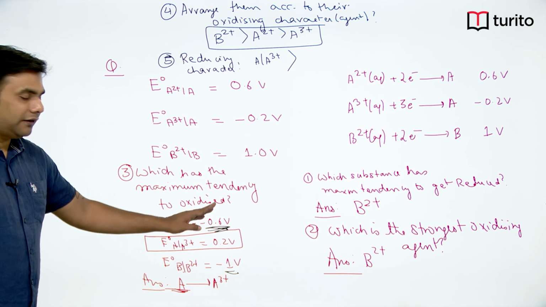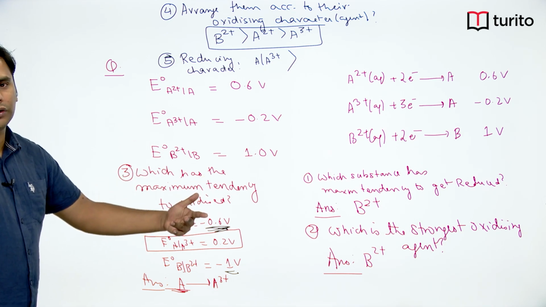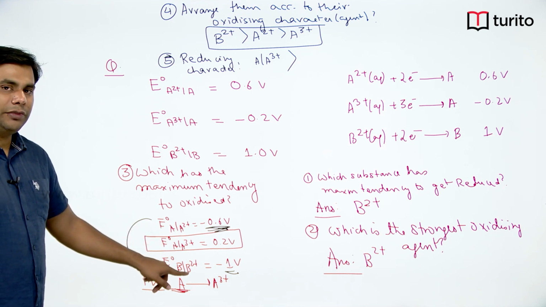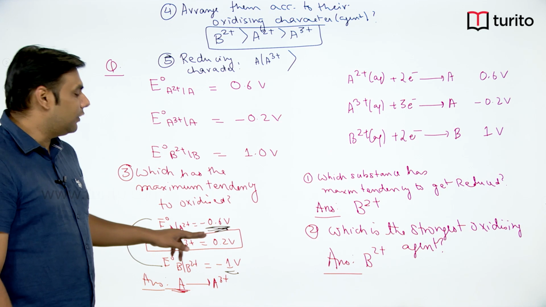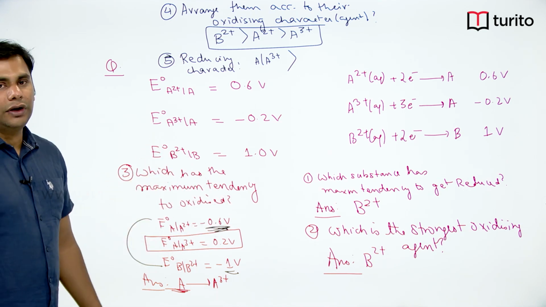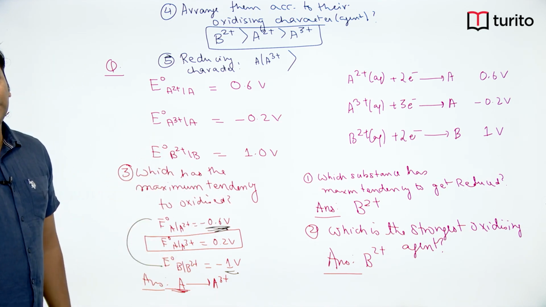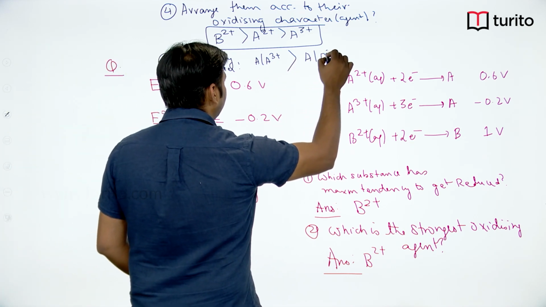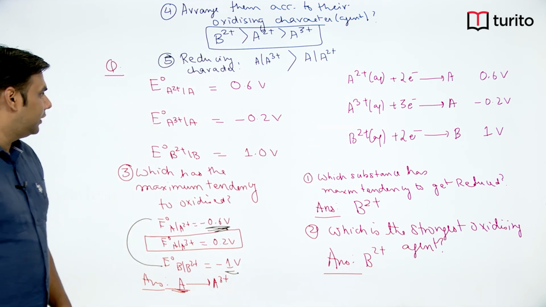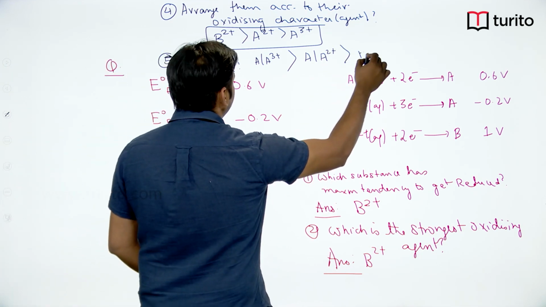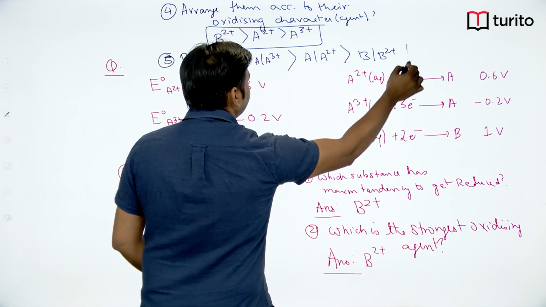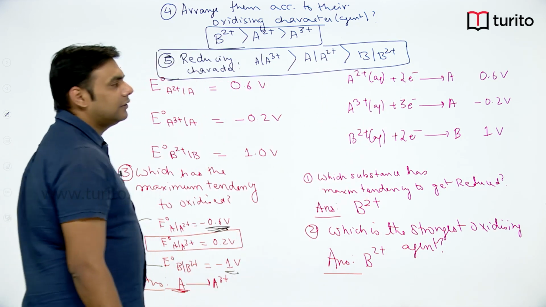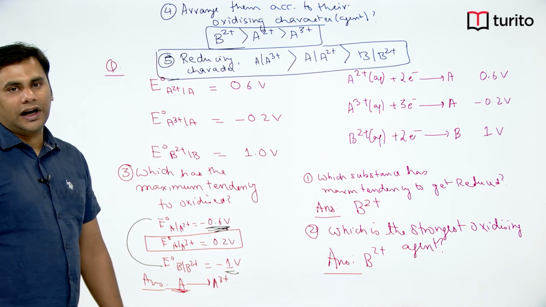However, both are having negative value, so their overall tendency to get oxidized is less. But if you compare between these two, A changing into A2 plus and B changing into B2 plus, the tendency of A getting oxidized into A2 plus is more than that of B changing into B2 plus. So we will say that A changing into A2 plus would be a stronger reducing agent than B changing into B2 plus.